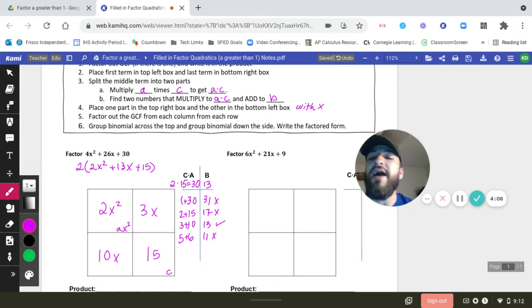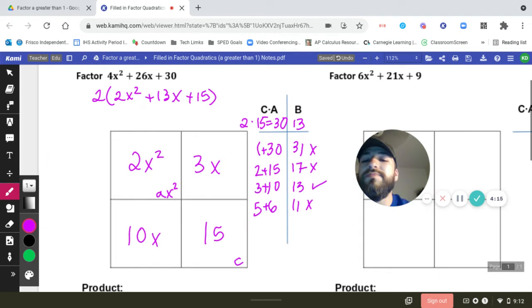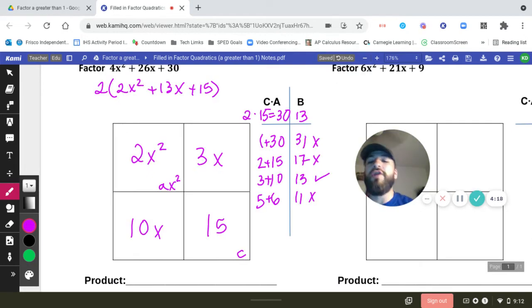Then step 5, I want to factor out the GCF from each column and from each row. So I'm going to start over here on the left side. My row here is 2x squared and 3x. So what is my GCF of positive 2x squared and 3x?